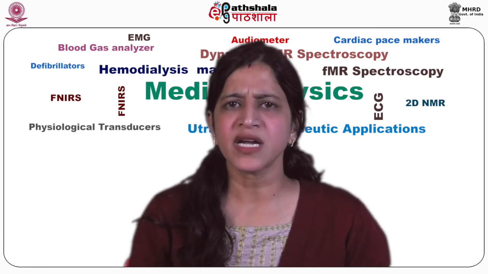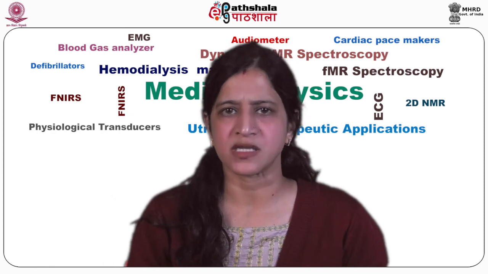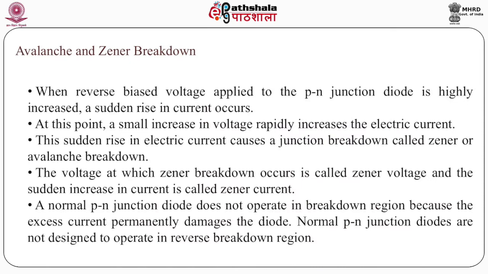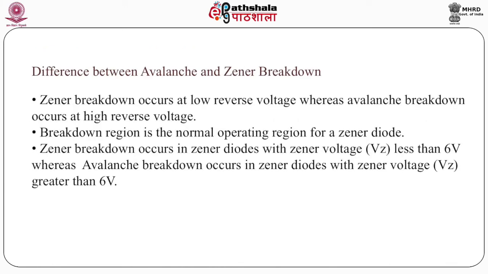So, this breakdown which we talked about, the reverse biasing, is actually divided again into two categories. One is known as avalanche and the other is known as the Zener breakdown. Based on that, we have the avalanche diode as well as the Zener diode. Now, these two breakdowns depend upon the applied voltage, and the Zener diode and the avalanche diode are used for different applications. So, we will try to understand the difference between the avalanche and the Zener breakdown.